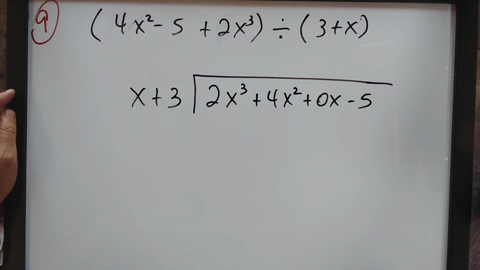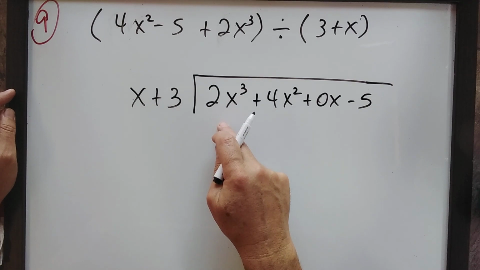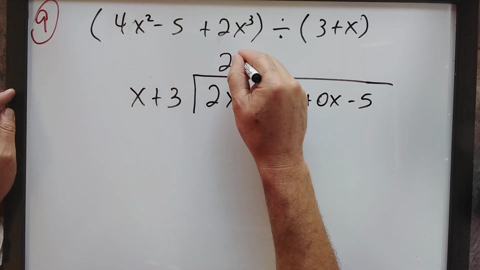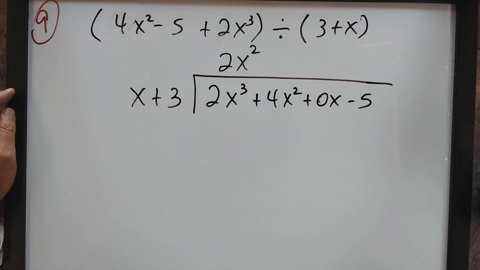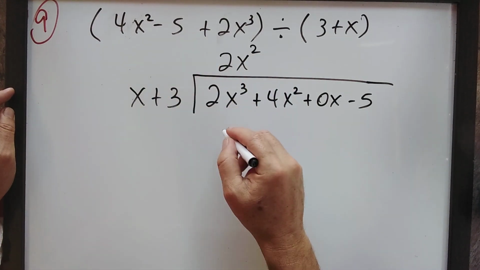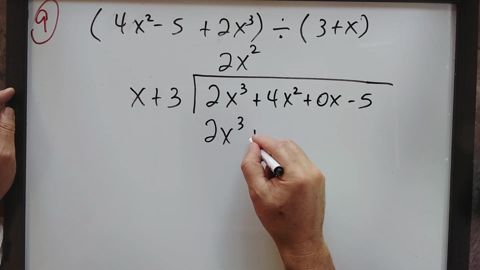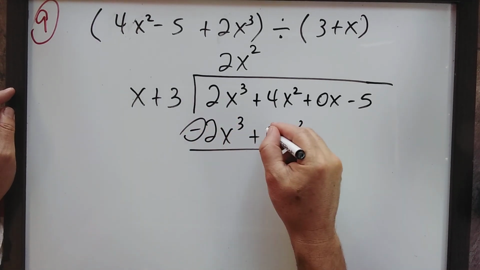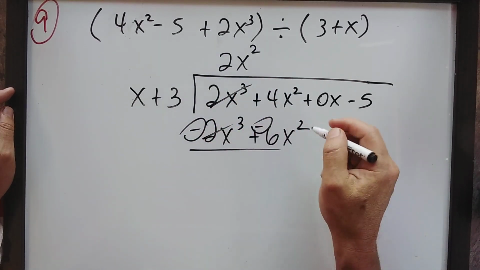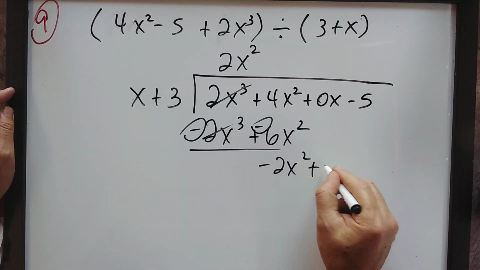Okay, let's do this one more time. We divide 2x to the third by x, or x times what gives you 2x to the third? That's going to be 2x squared, right? x times 2x squared is 2x to the third, so let's do it. 2x squared times x again is 2x to the third. 2x squared times 3 is positive 6x squared. We subtract, minus, that cancels. 4 minus 6 is negative 2x squared. Bring down the next term.